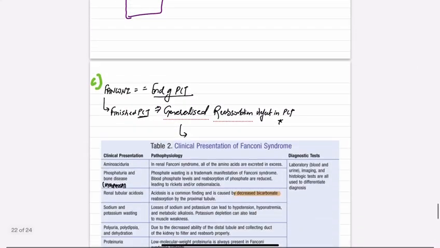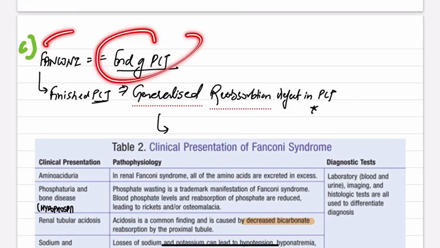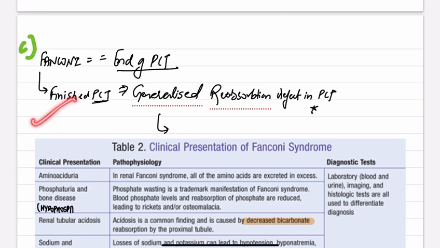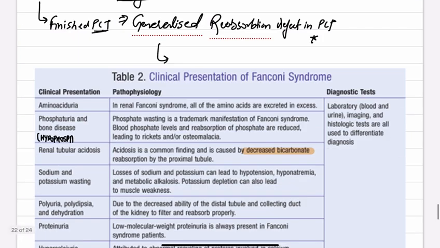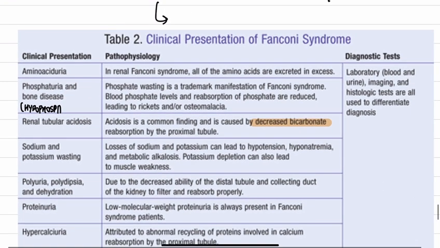Okay, the next thing is Fanconi syndrome, and it is the end of PCT. Fanconi means you can remember it finishes the PCT, meaning a generalized reabsorption defect in the PCT, and the important thing is phosphaturia. The blood will show hypophosphatemia, and as amino acids are not absorbed, there is aminoaciduria, and phosphate and bone disease, as calcium and phosphate are not absorbed.